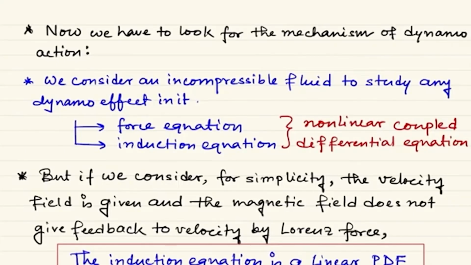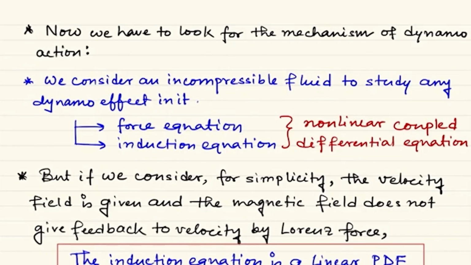Okay, now we have to look for the mechanism of the dynamo action. Of course, we consider for simplicity an incompressible fluid, because compressible always makes life a bit complicated. So for an incompressible fluid, we will see how in a very simplistic way we can study the dynamo effect. That means once some considerable magnetic field is generated from some seed field, how can the system sustain it?